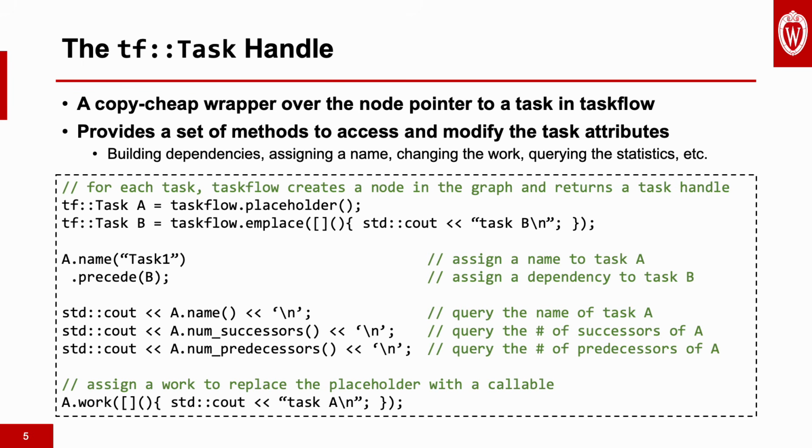Each time you create a task, Taskflow will create a node in the graph and return a task handle of type tf::Task to you. This handle is a copyable wrapper over the node pointer to the task in the Taskflow. It provides a set of methods for you to access and modify the task attributes, such as building dependencies, assigning a name, changing the work, querying the statistics, and so on. For example, here I use the handle of task A to assign a name, build a dependency to task B, query its number of successors and predecessors, and assign a work to replace the placeholder with a callable.